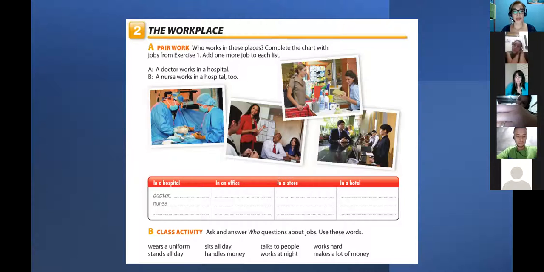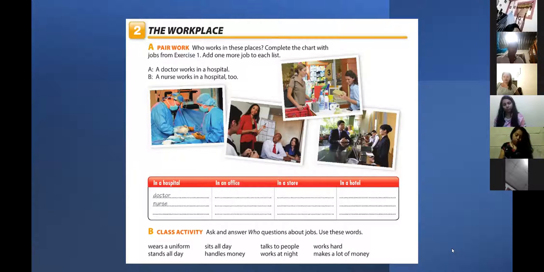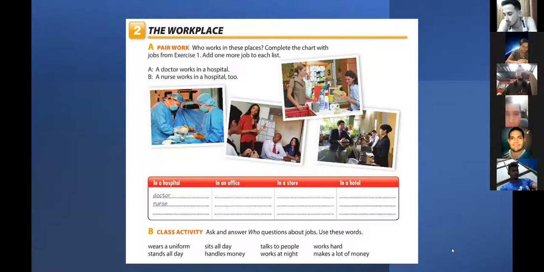Cool. Now, we're going to do something really quick. We have some activities here: wears a uniform, stands all day, sits all day, handles money, talks to people, works at night, works hard, and makes a lot of money. Okay, so we're going to make a guessing game.